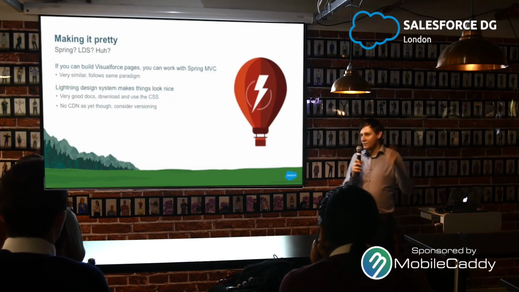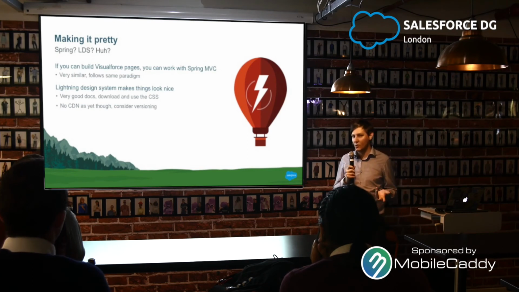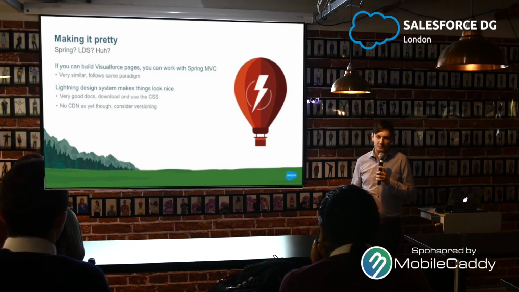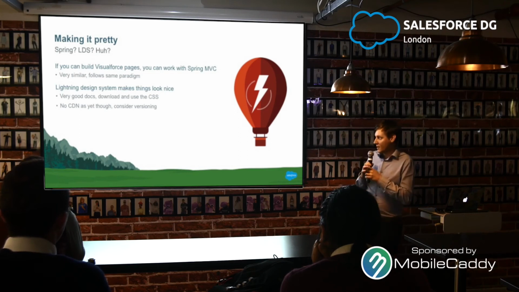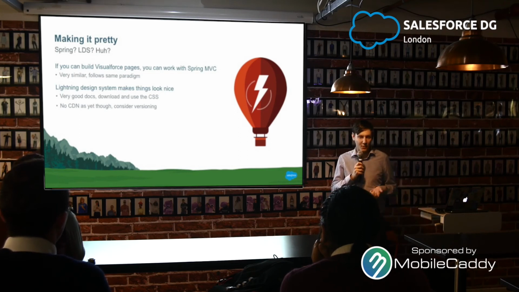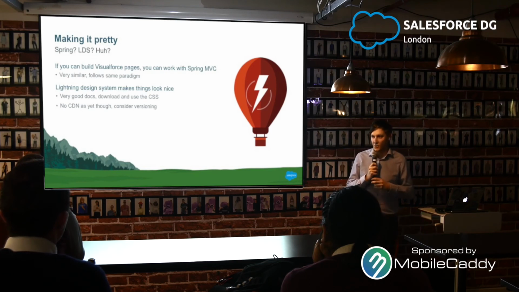So to make it pretty, or to make it usable at least, I'm using the Lightning Design System. If you've seen Lightning apps before, you've probably seen the buttons and drop-downs and things like that I'm using. The Lightning Design System, despite being used in Salesforce for Lightning, is also a standard CSS library that you can include in your own application. Something to be aware of, though, is that there is no content delivery network for it yet, so you will need to download it and reference it in your app, unlike things like Bootstrap, where you can just reference a CDN. So something to be aware of: versioning and things like that. If it changes, your app will not change, which could be a good or a bad thing.